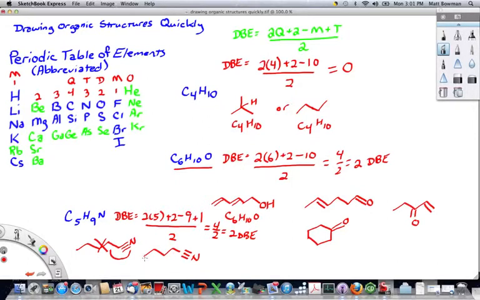So we have the 3 hydrogens here, plus the 2 hydrogens there, that's 5, plus 2, that's 7. 7 plus 2 more is 9. We have the 1 nitrogen, and 1, 2, 3, 4, 5 carbons. So this is correct. There are lots more possibilities.